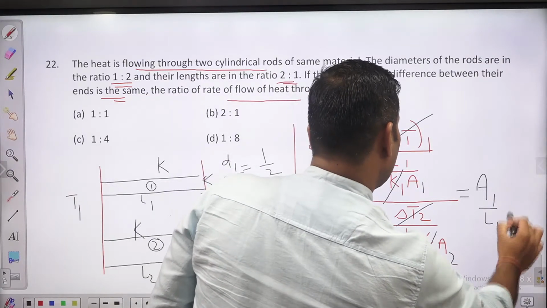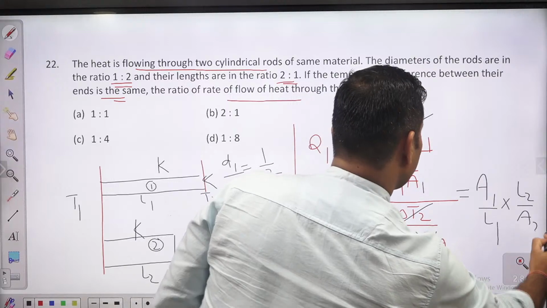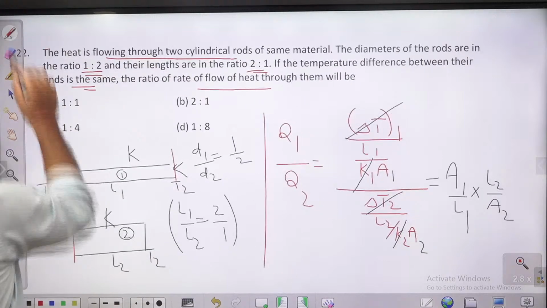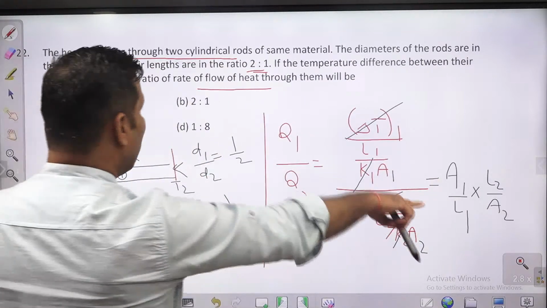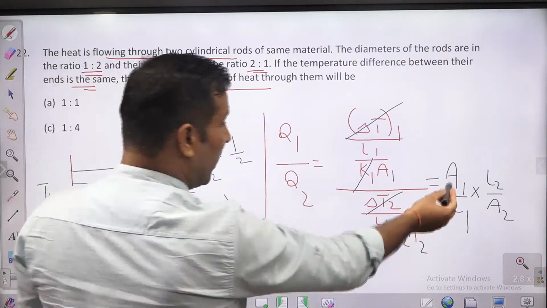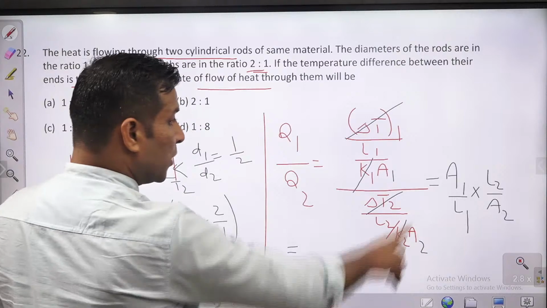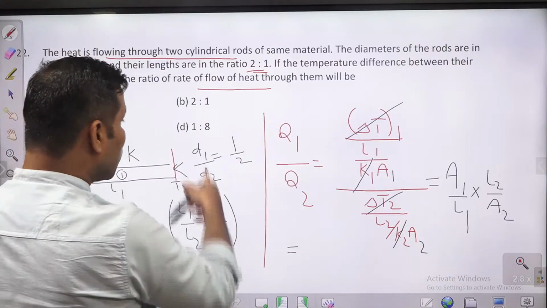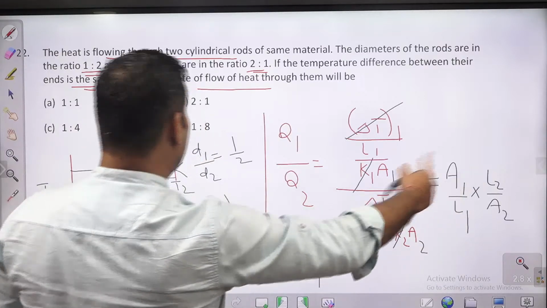A1 by L1 equal to what? इसको solve करोगे तो आ जाएगा L2 by A2, A1 by L1 into L2 by A2. Okay, so if you put it here, A1 by A2. What is A1 by A2, guys? A1 by A2 का ratio क्या हो जाएगा? A1 will be pi D1 square and this is pi D2 square. So it is nothing but D1 by D2 whole square. So D1 by D2 square is nothing but 1 by 4, and this is not L1 by L2, this is L2 by L1.